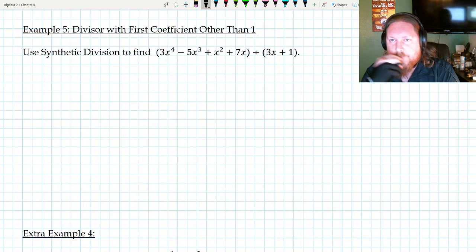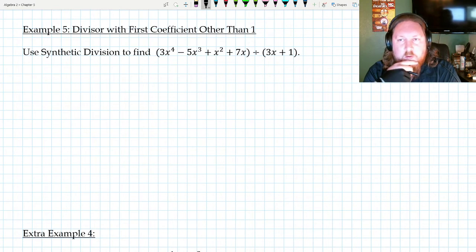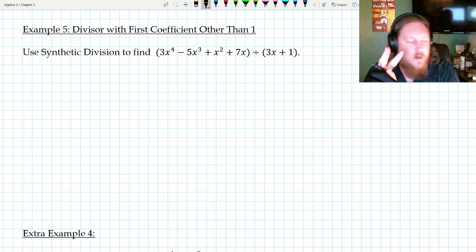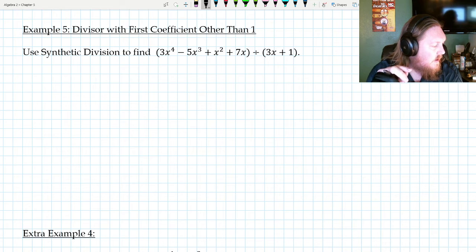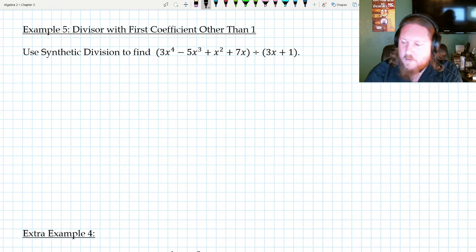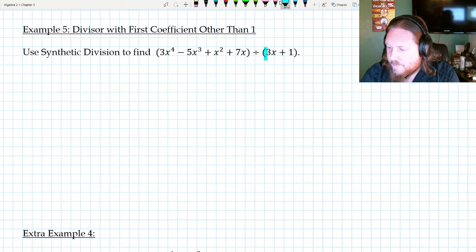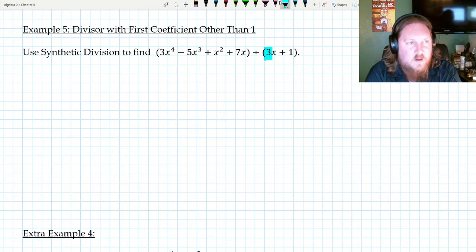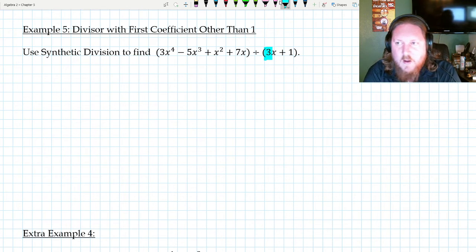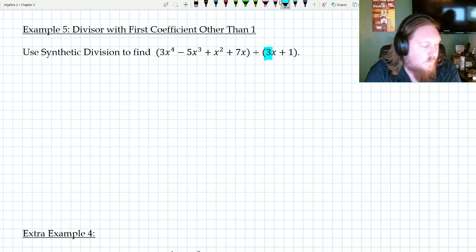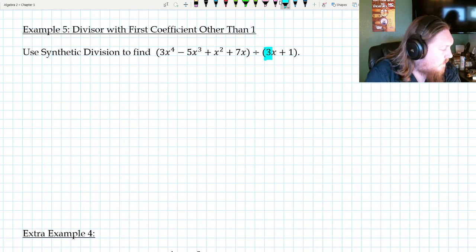Example 5. We're going to do another synthetic division, but we're going to have two curveballs coming at you right now. The main curveball is the 3 there in front of the x on the binomial. Synthetic division doesn't work well for weird coefficients like that in front of the linear part of the binomial.